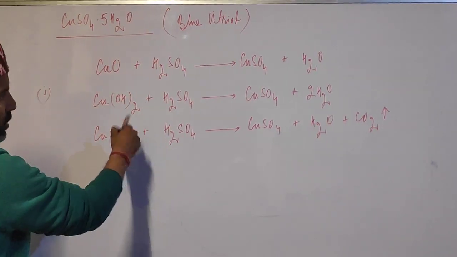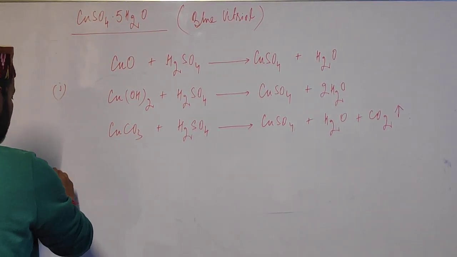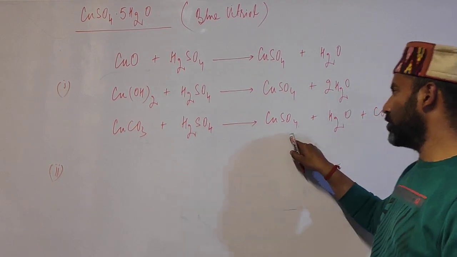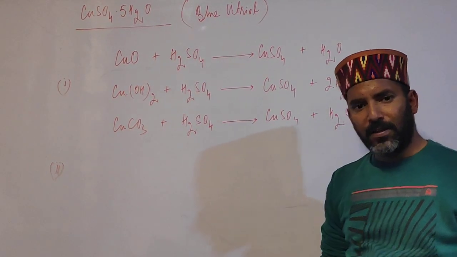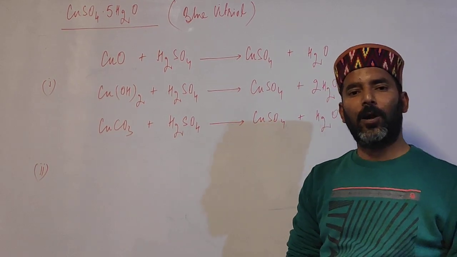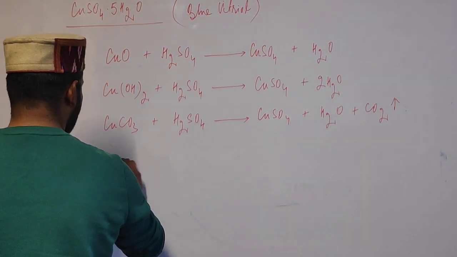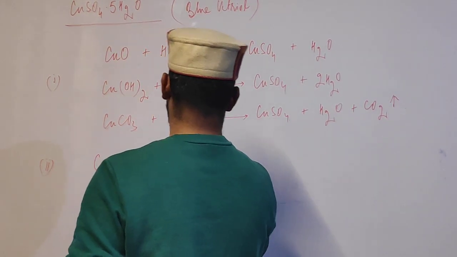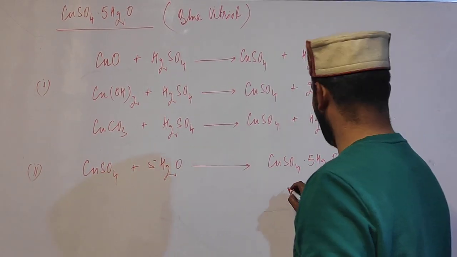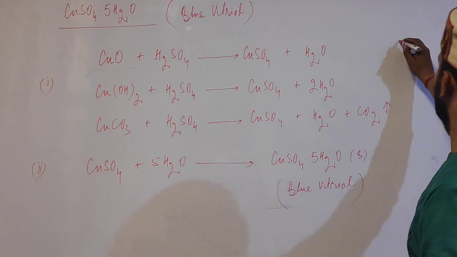But out of these three reactions, you can use any one. Now what we do, so as to obtain crystals: this solution containing copper sulfate, which is a water soluble salt, is filtered so as to remove any insoluble impurity, and the filtrate is then collected in a china dish. The solution is then evaporated till crystallization point, and then allowed to cool gradually. Upon cooling we get crystals of hydrated copper sulfate, copper sulfate dot 5H2O, and this is called blue vitriol. So this is how we prepare blue vitriol crystals.